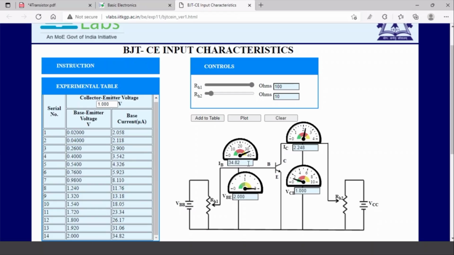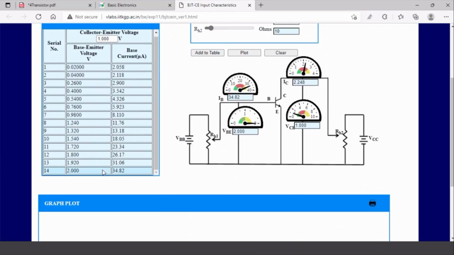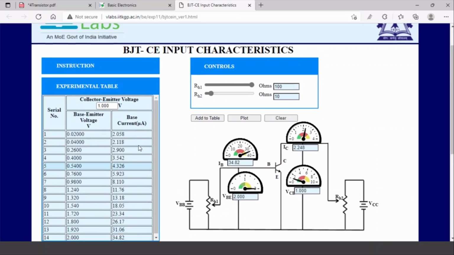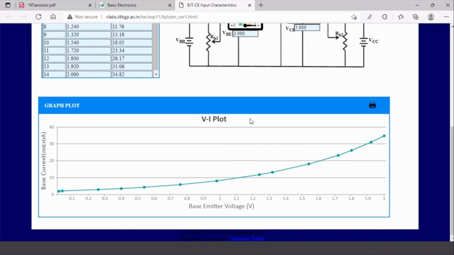For a given value of VCE, what is the value of VCE we have set? VCE is 1 volt. So for that we have got this characteristics. Now to see this variation in the form of a graph, we click on plot. As soon as we click on that, you can see this is the plot which we are getting. Right? So this is the base current on y-axis and base emitter voltage on the x-axis. So with respect to VBE variation, we are getting IB, and this plot is for VCE equal to 1 volt.